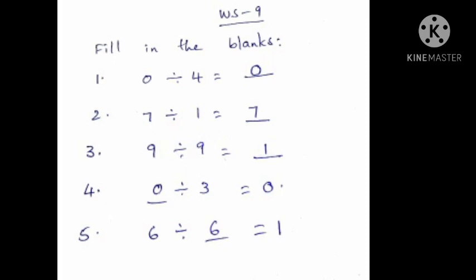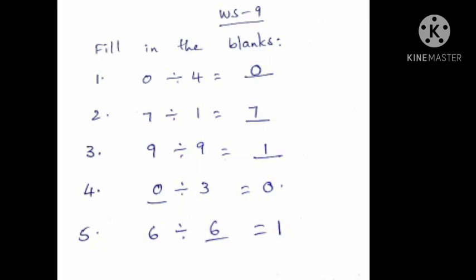It is 1. Dash divided by 3 is equal to 0. This is also the first property. Here we'll get 0. 6 divided by dash is equal to 1. Here we'll get 6. You understand now, children?